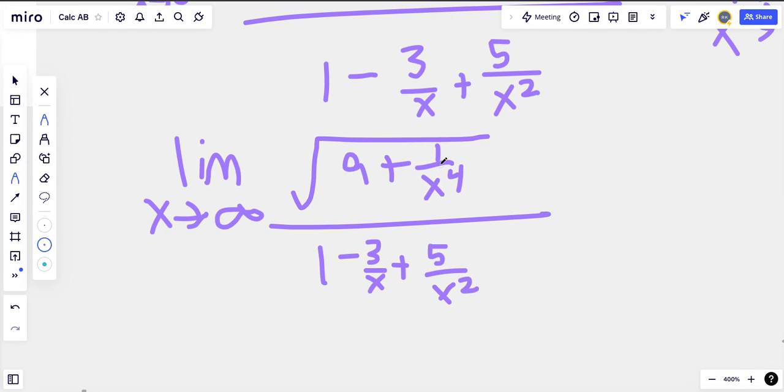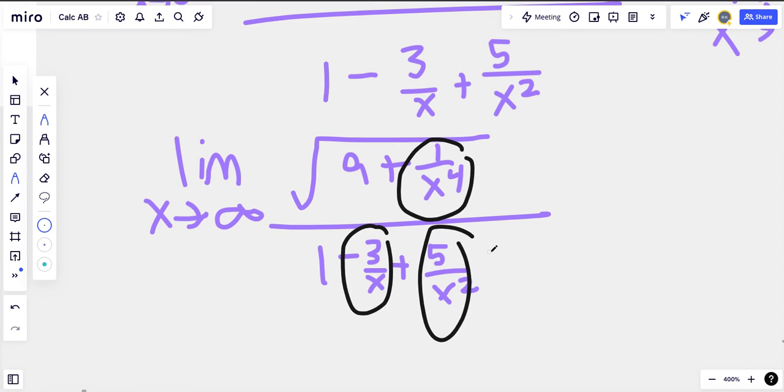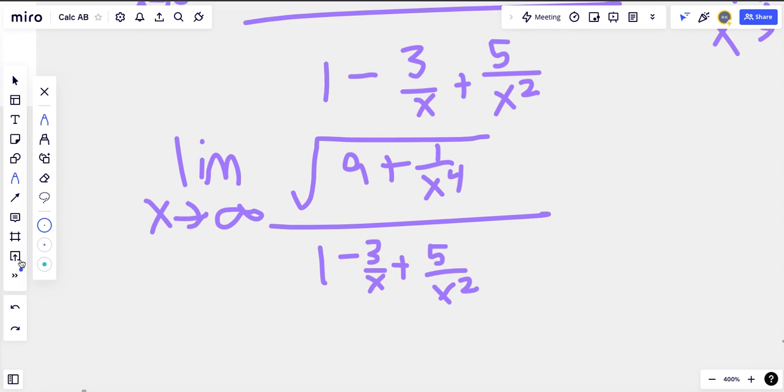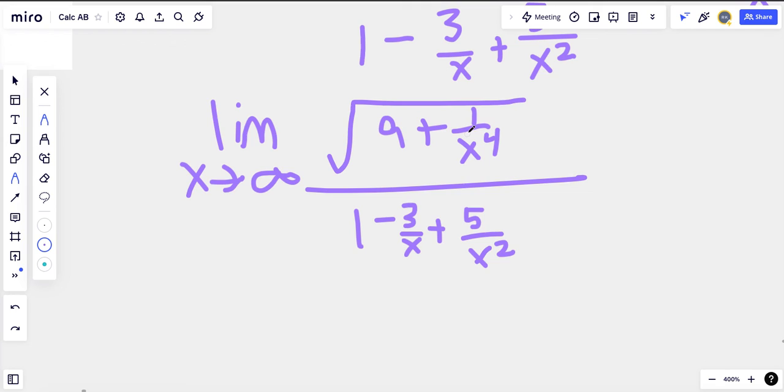Because of that, this term goes to 0 as x goes to infinity. This term goes to 0 as x goes to infinity. And this term goes to 0 as x goes to infinity. And then once you know that these are zeros, you're just left with square root 9 over 1, which is just 3. And then that's your answer.